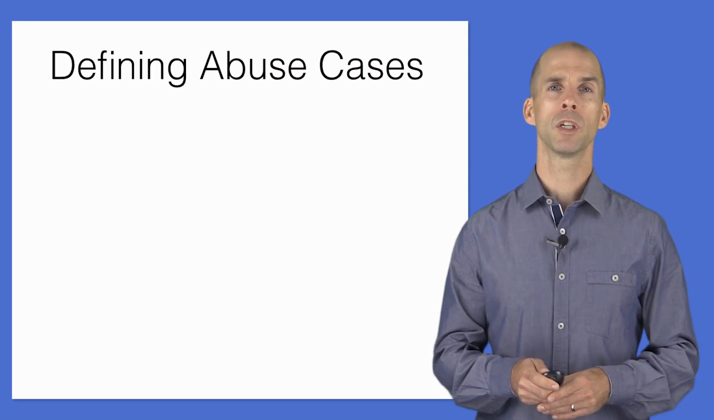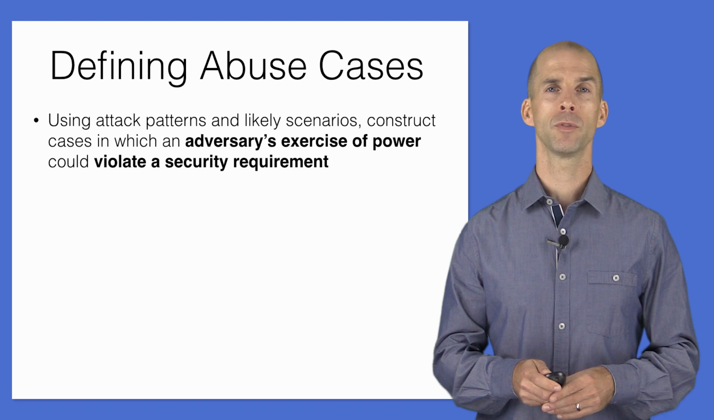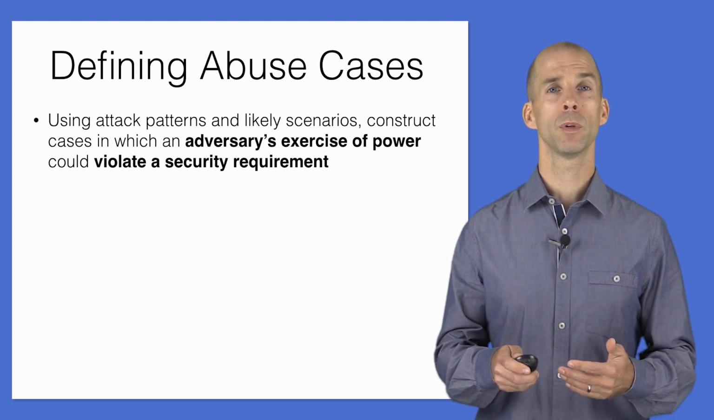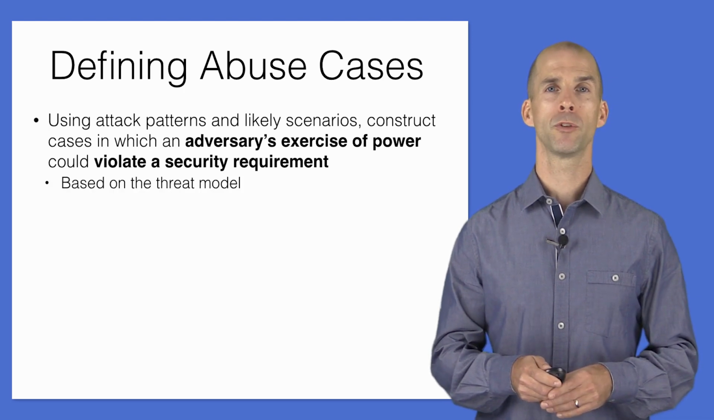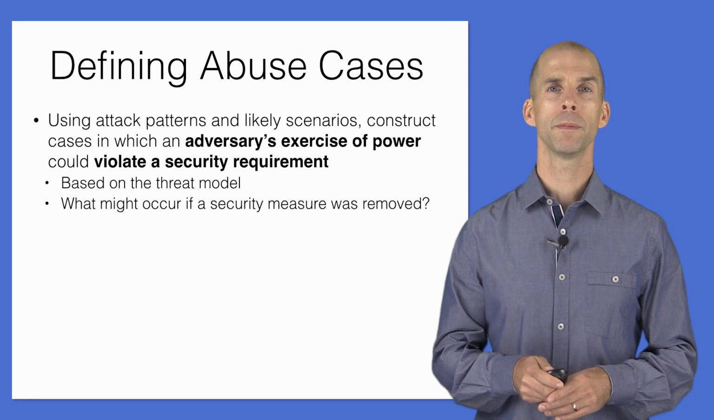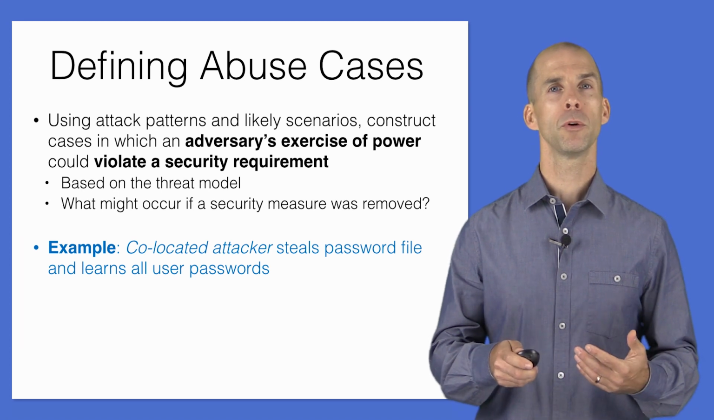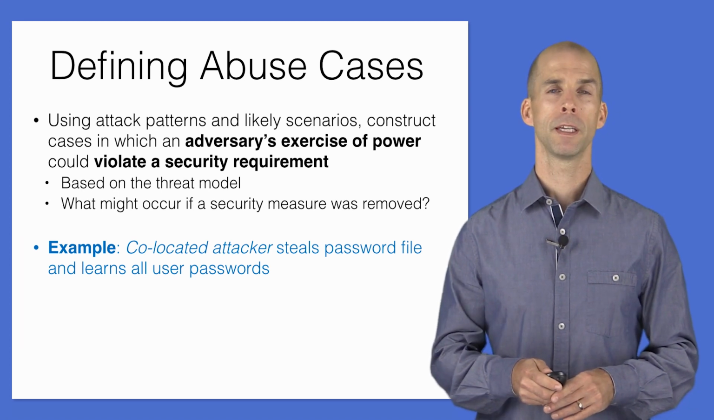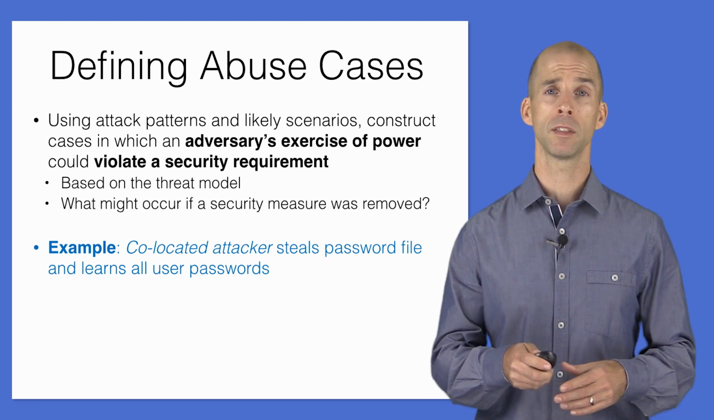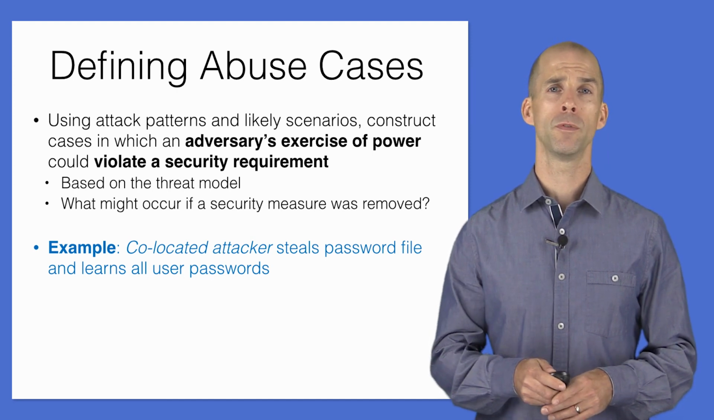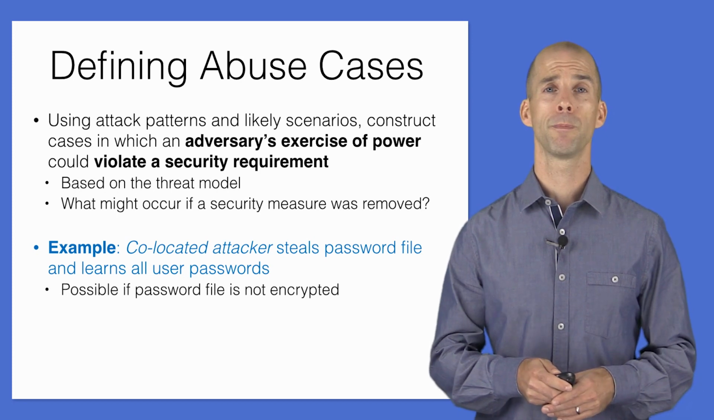What process might you use to come up with abuse cases? One approach is to start with likely scenarios and patterns from known attacks, and then think of cases in which an adversary can break a security requirement. An adversary's power is determined by the threat model, and the violation of the requirement could be due to a failure of an assumed security mechanism. For example, suppose we are assuming a co-located attacker. Then an abuse case might be that the attacker steals the password file, which is within his capabilities as being co-located, and thereby learns all of the passwords. He might be able to do this because the password file is unencrypted.